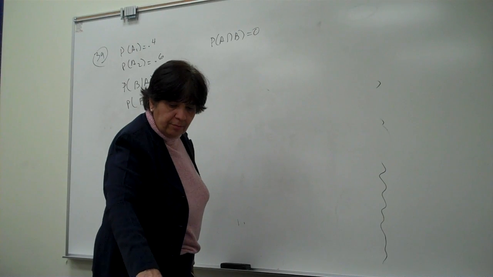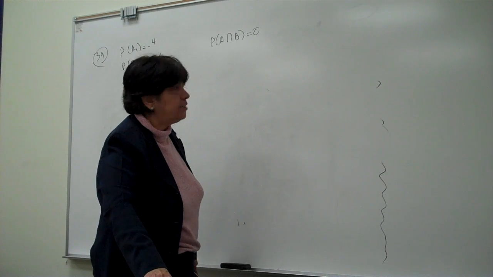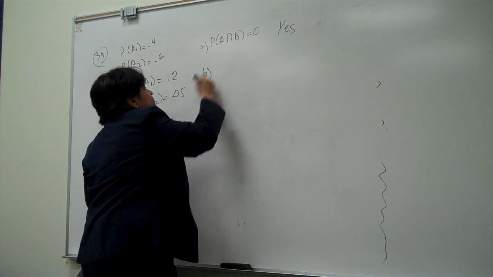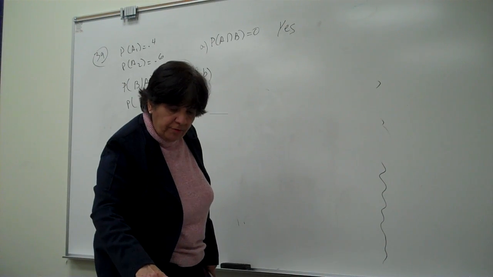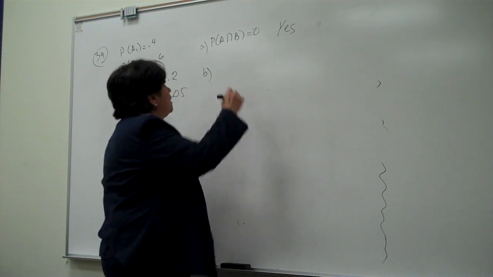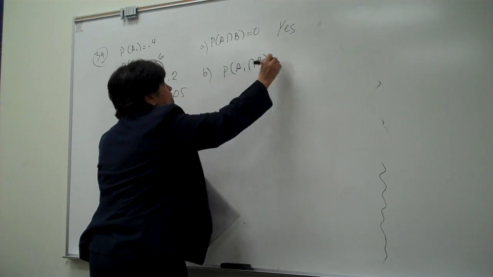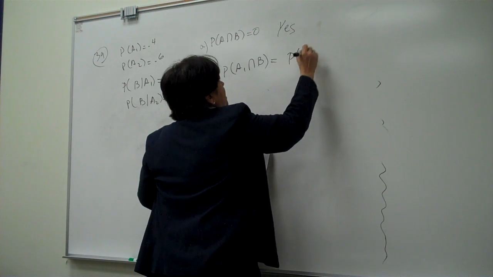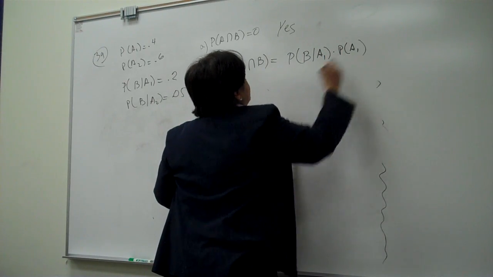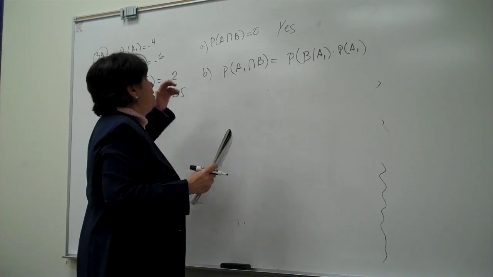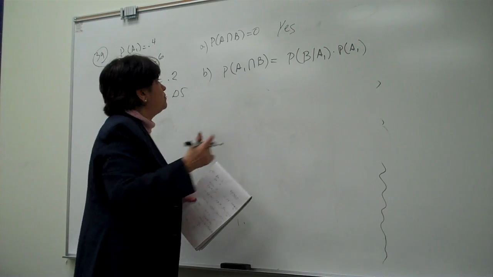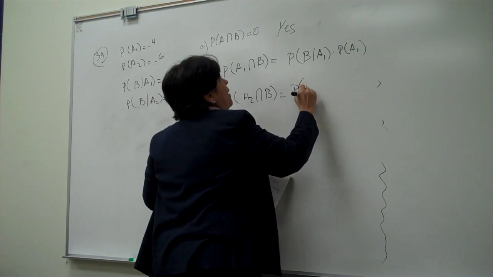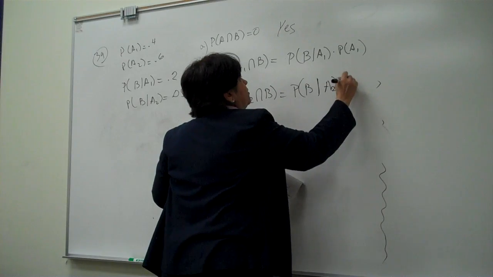Yeah, I think in the problem it says the probability of A1 intersection A2 is equal to 0. So by definition, yes, these are mutually exclusive events. Compute the probability of A1 intersection B. Okay, the probability of A1 intersection B is equal to the probability of B given A1 times the probability of A1. Okay, check your notes. And the probability of A2 intersection B is equal to the probability of B given that it comes from A2 times the probability of A2.